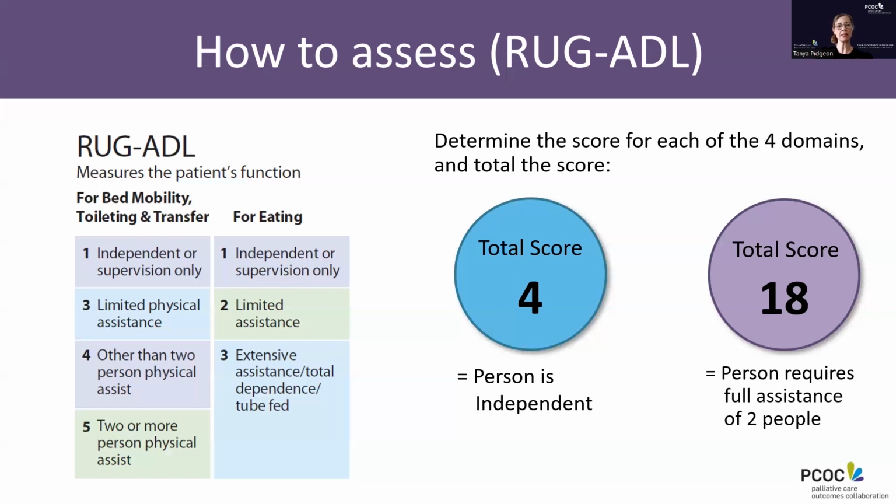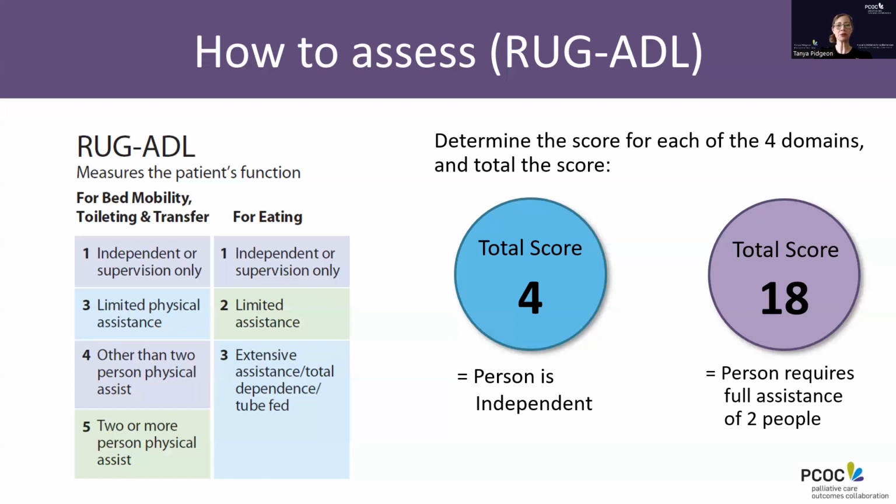A 4 indicates that the patient requires the assistance of 1 person and a device. For example, with bed mobility, they may need a hoist and the hands-on assistance of 1 person. And a score of 5 indicates that the patient needs 2 or more people to assist with performing the task.